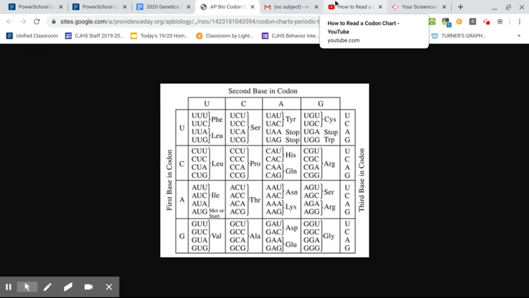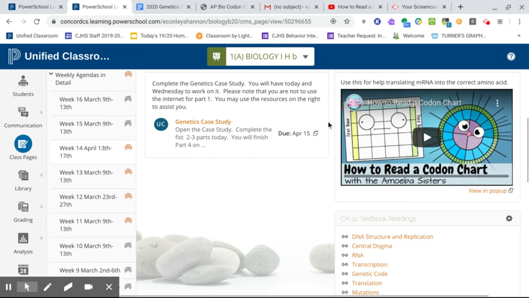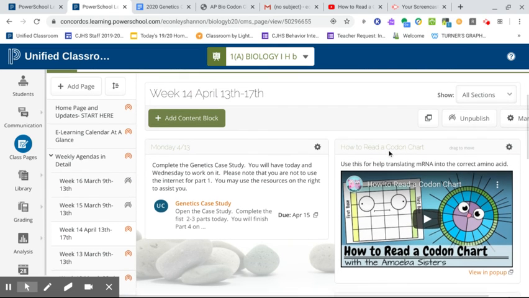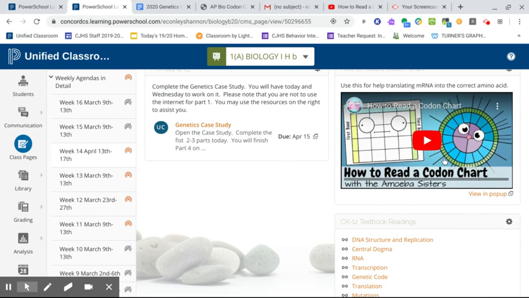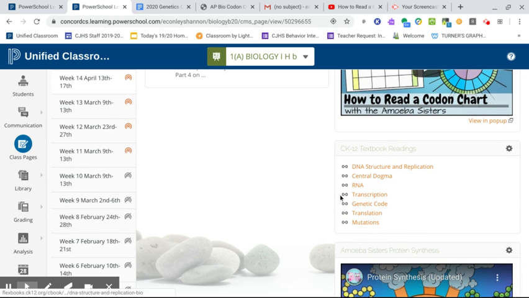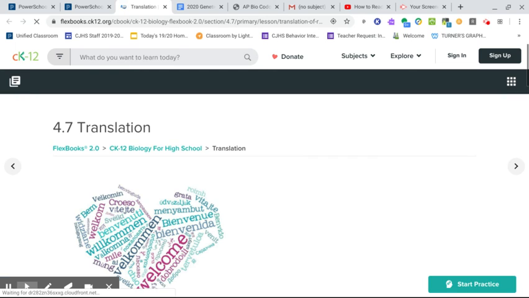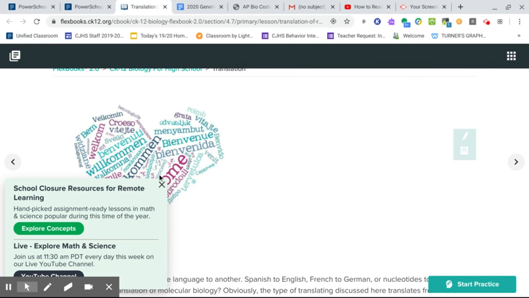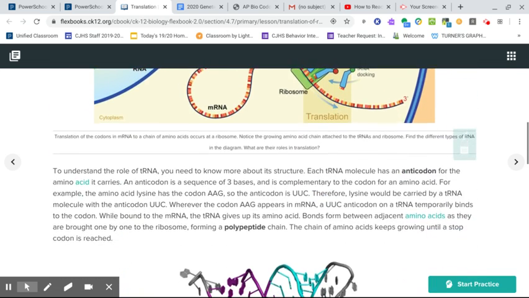Now, if you would like some more detail, if you're struggling still, I do have the resources here on how to read a codon chart. The Amoeba Sisters do a really good job at explaining and breaking it down. I also included the protein synthesis overview, and so I would highly suggest that. And then we have readings here. So if you click on any of those links, you will be taken to the CK12 version. And you can find out more information here too. Okay, so hopefully this helps.